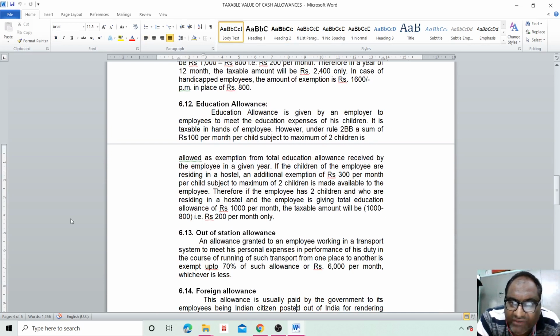Education allowance is given by an employer to employees to meet the education expense of his children. It is taxable in the hands of employee. However, under Rule 2BB, a sum of 100 rupees per month per child is exempt, subject to a maximum of 2 children. Additional exemption for hostel is 300 rupees per month per child.